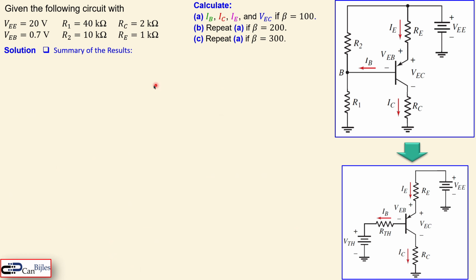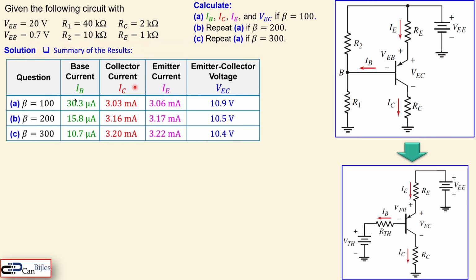So let's give it now the summary of the results. This is the summary of the result. You can see the question A, B, C: 100, 200, and 300 for this beta, the current gain of this PNP transistor. The base current, you can see the base current is drastically decreasing, 30.3, then 15.8, then 10.7. But what really is important is the collector current and also the emitter collector voltage, because these two values will determine the bias point, which is also called the Q point or the operating point.